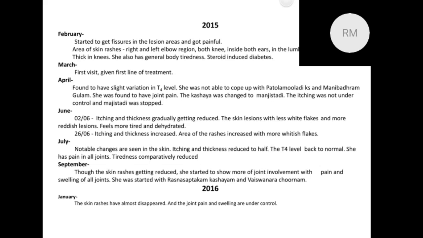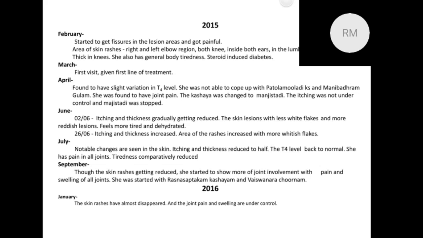What's very interesting is that the thyroid was controlled with Ayurvedic treatment, and the diabetes also improved. She began to develop joint pain. So we can say this was a case of not just psoriasis, but psoriatic arthritis, which means that the patient has not only skin lesions, but also involvement of the joints. So in January, the skin rashes had almost disappeared and the pain and swelling were under control.